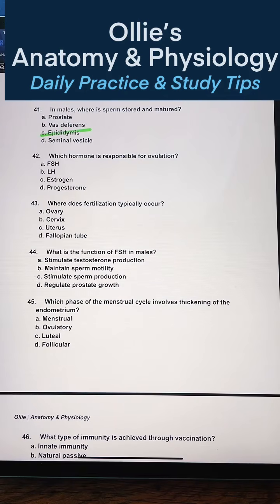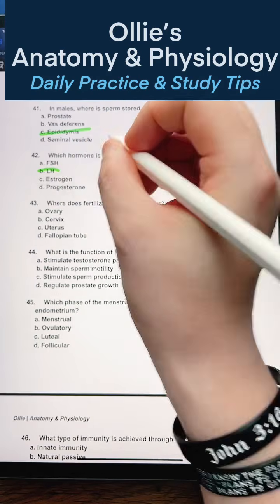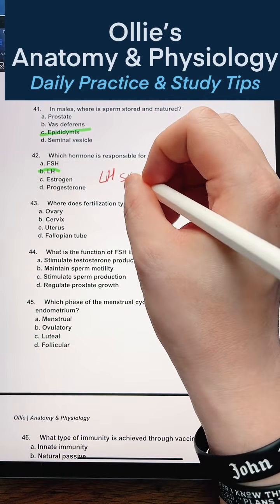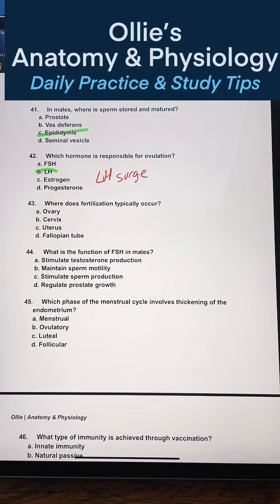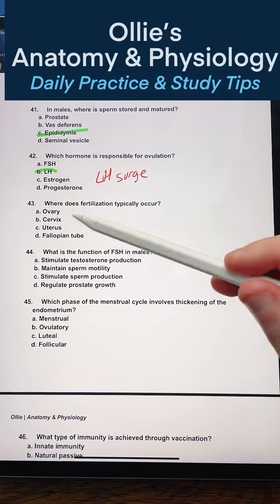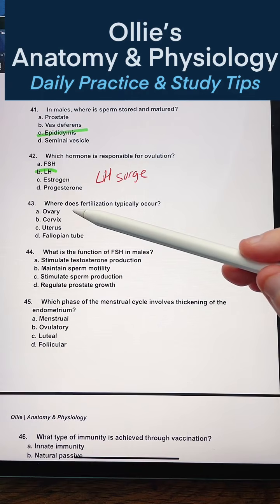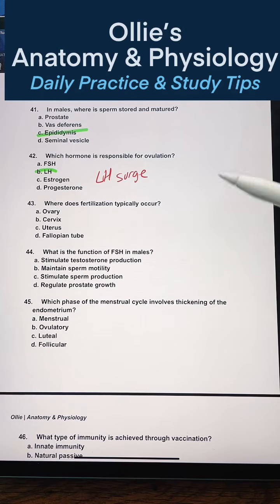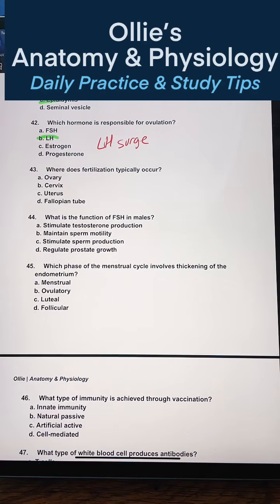We're on number 42. Which hormone is responsible for ovulation? The answer is LH. What is really important is called the LH surge. When you have a massive surge in luteinizing hormone, that is going to trigger ovulation. FSH, or follicle stimulating hormone, is going to stimulate follicle growth. Estrogen is mostly going to prepare the endometrium, and progesterone will maintain the pregnancy by maintaining the endometrium. Number 43, where does fertilization typically occur? A, B, C, or D?